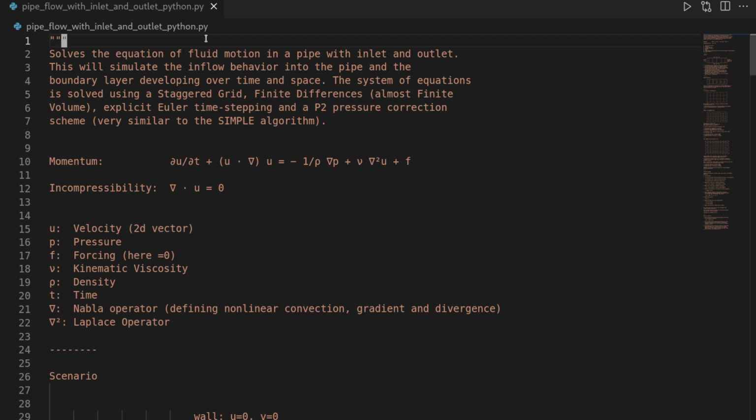We will be solving the Navier-Stokes equations on a staggered grid with finite differences, you could almost call them finite volume, an explicit Euler time stepping, as well as a so-called P2 pressure correction scheme, which is quite similar to the SIMPLE algorithm that you might have heard. Here I've listed again the momentum equation as well as the incompressibility constraint. We are living in two dimensions, therefore we have two momentum equations, one for the u velocity component and one for the v velocity component.